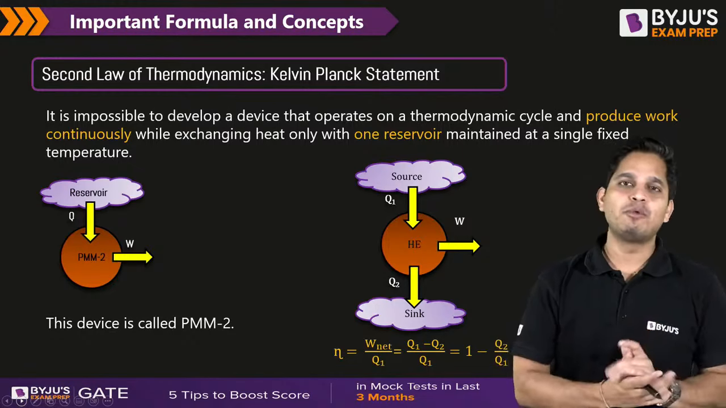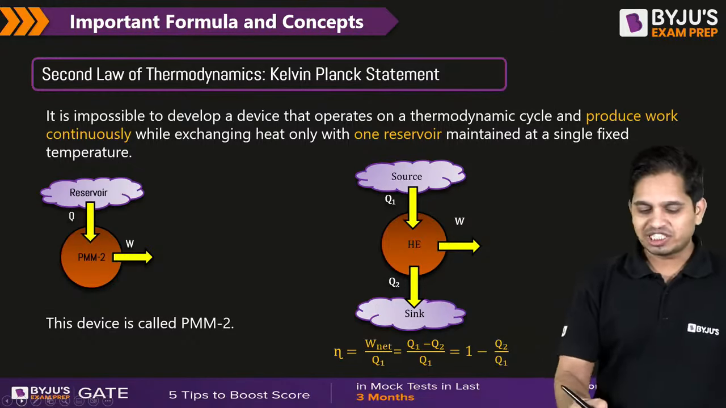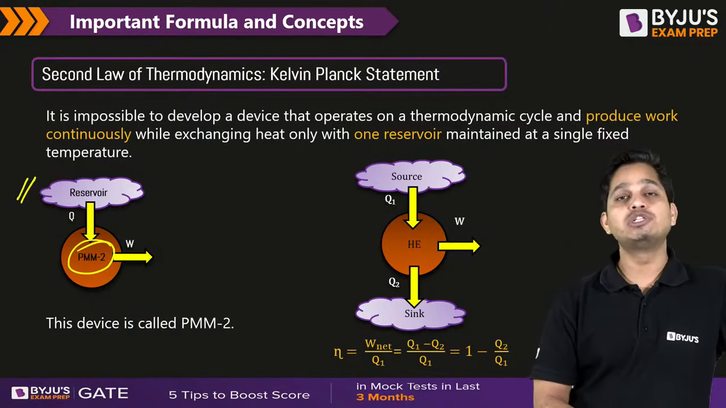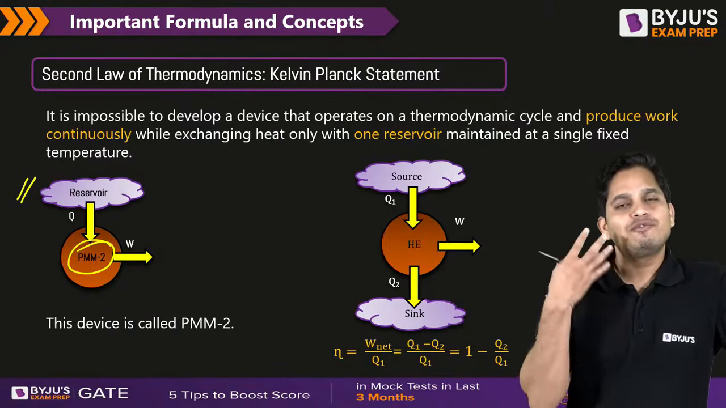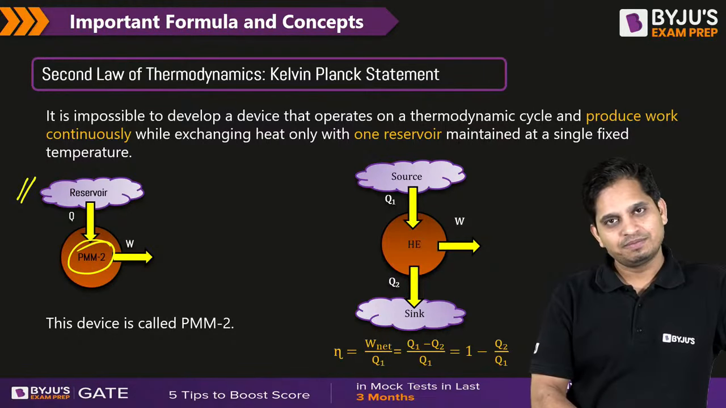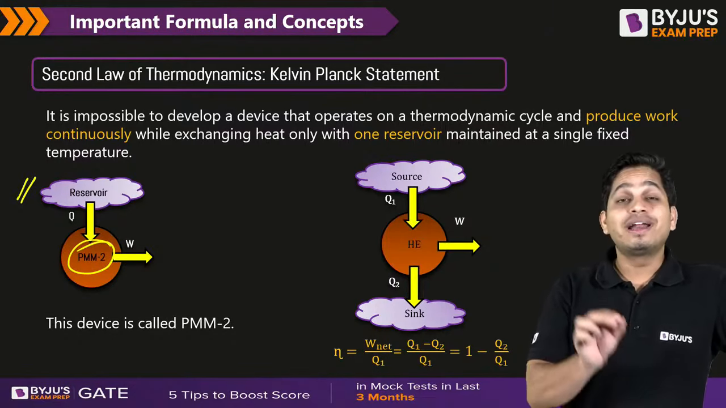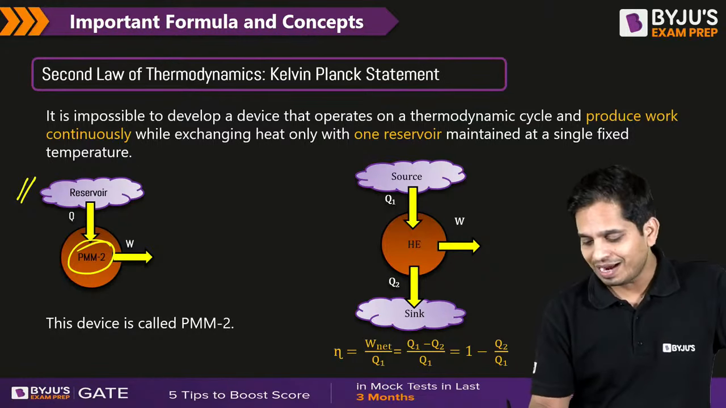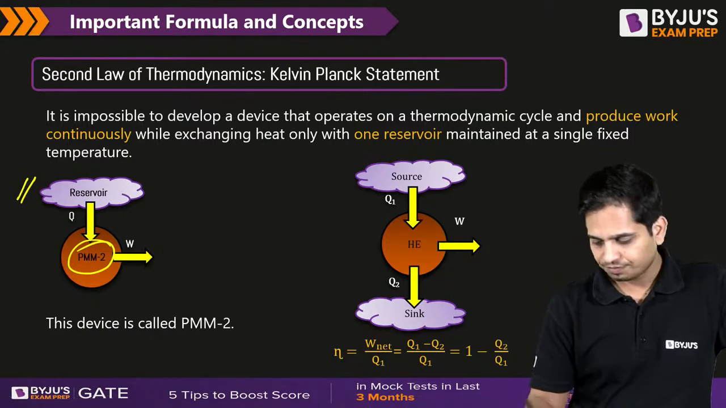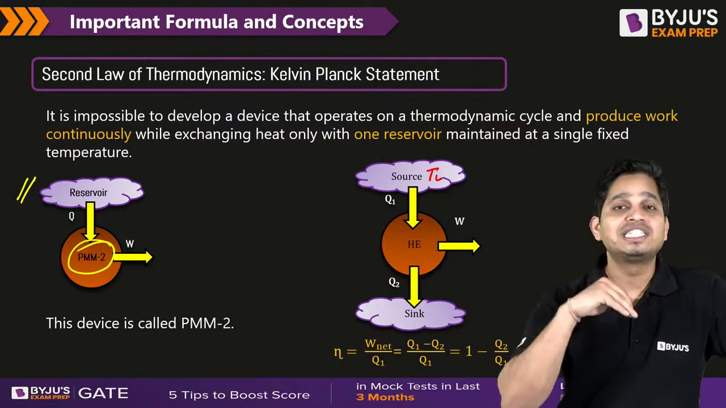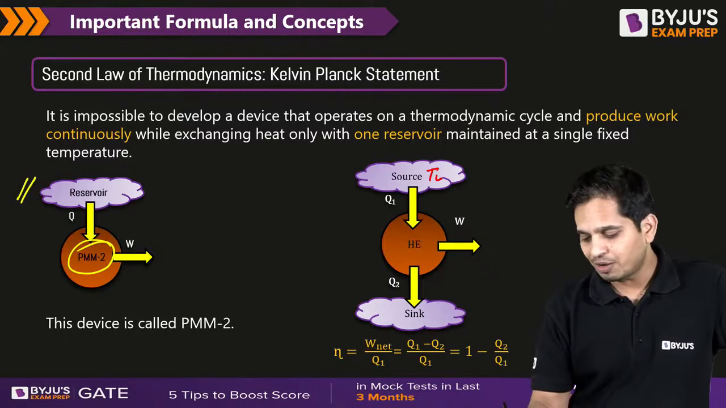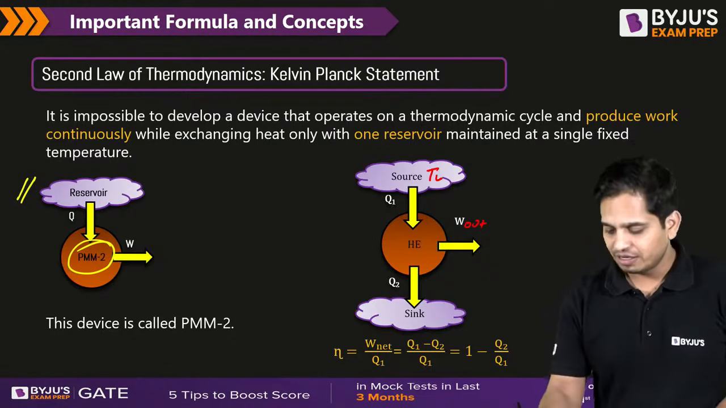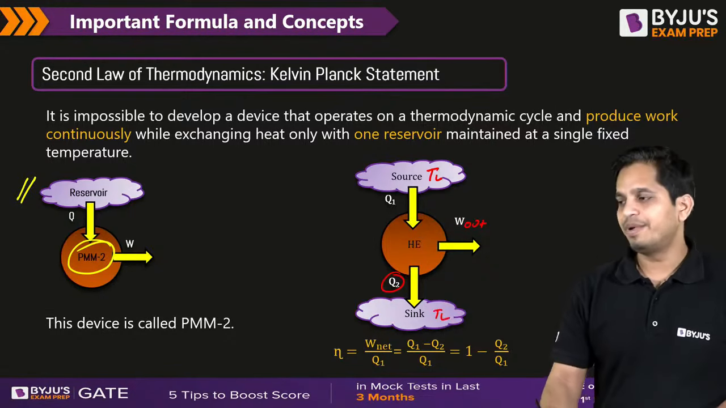There will always be some loss. And if you can make this machine, it will be called PMM2, perpetual motion machine 2. So if this is not possible, then what is possible? Do not interact with one reservoir, interact with two reservoirs. What do you mean? You take energy at a high temperature, produce some work, and reject some heat at the lower temperature.